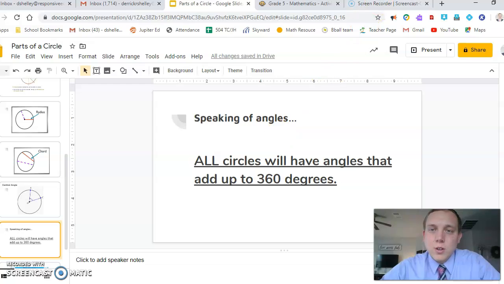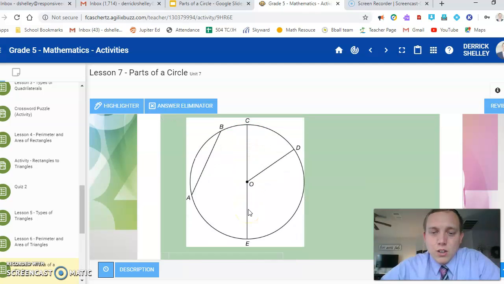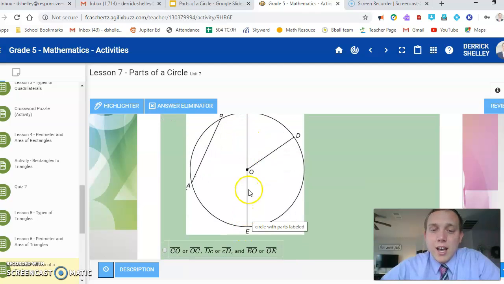I also wanted to go over some of your assignment. Question 8 here. Name 3 radii. Well, I see one for sure. I see DO. That's a radii because it goes from the center out. But AB is not a radii, and CO, and OE is also a radius. So even though this is one straight line, if we cut it in half, this could be 2 radiuses or radii.